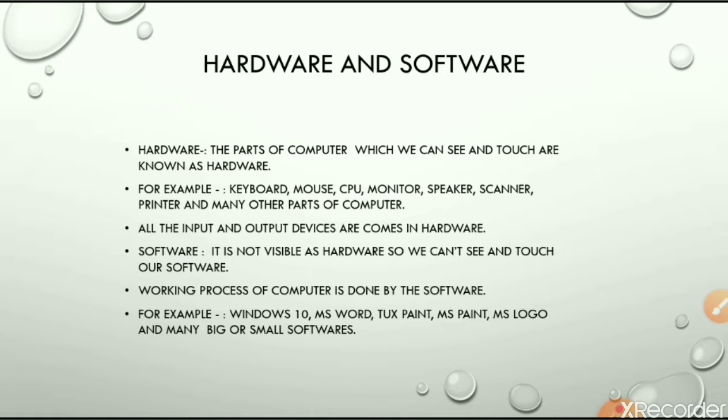There are some examples of software: Windows 10, MS Word, MS Paint, MS Logo. Windows 10 is an operating system. Overall working of computer is done by this software.